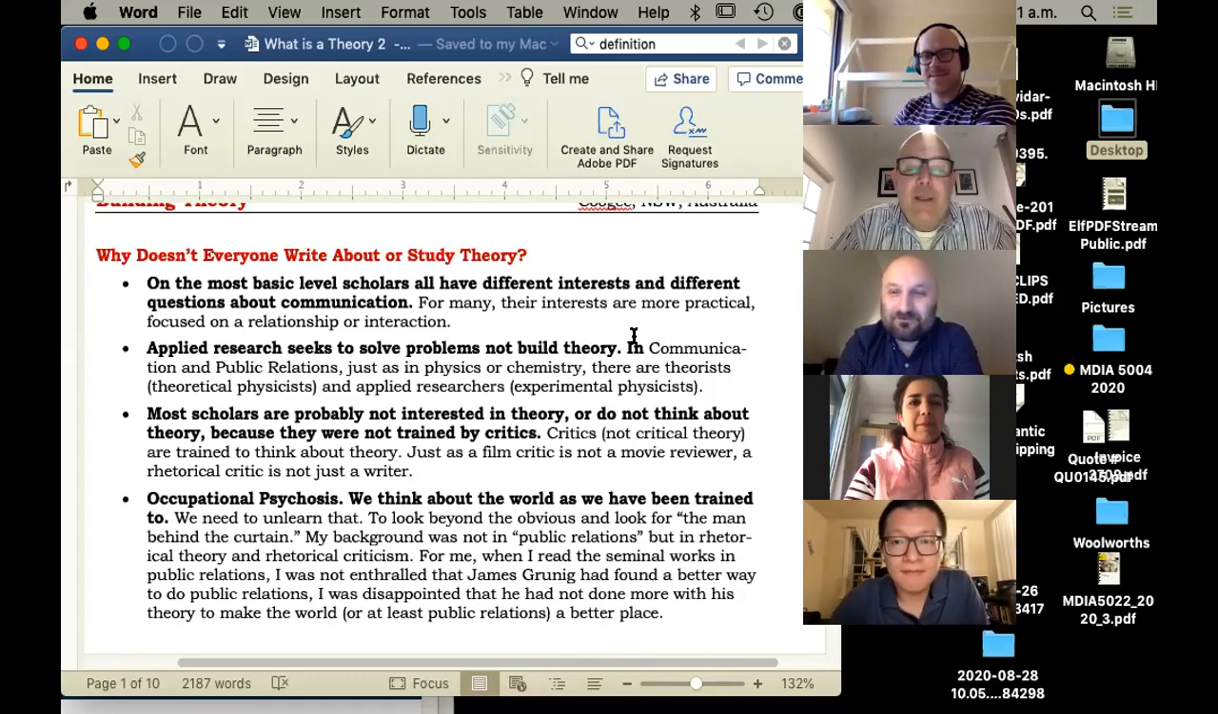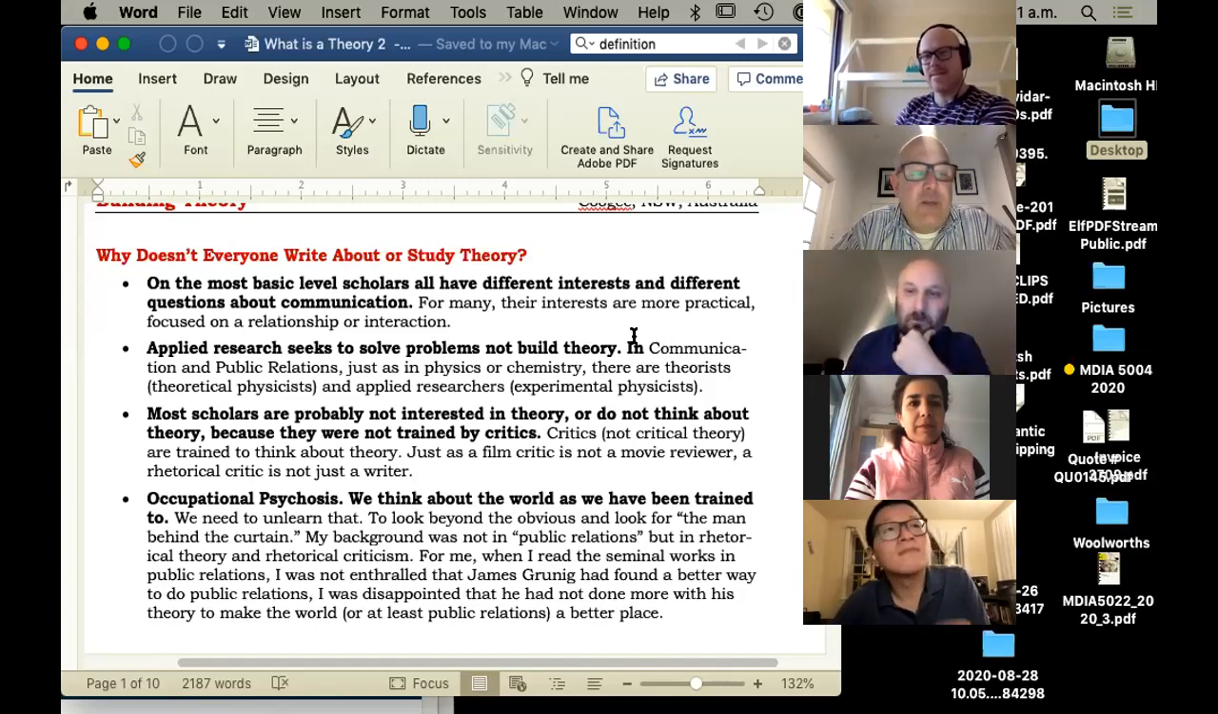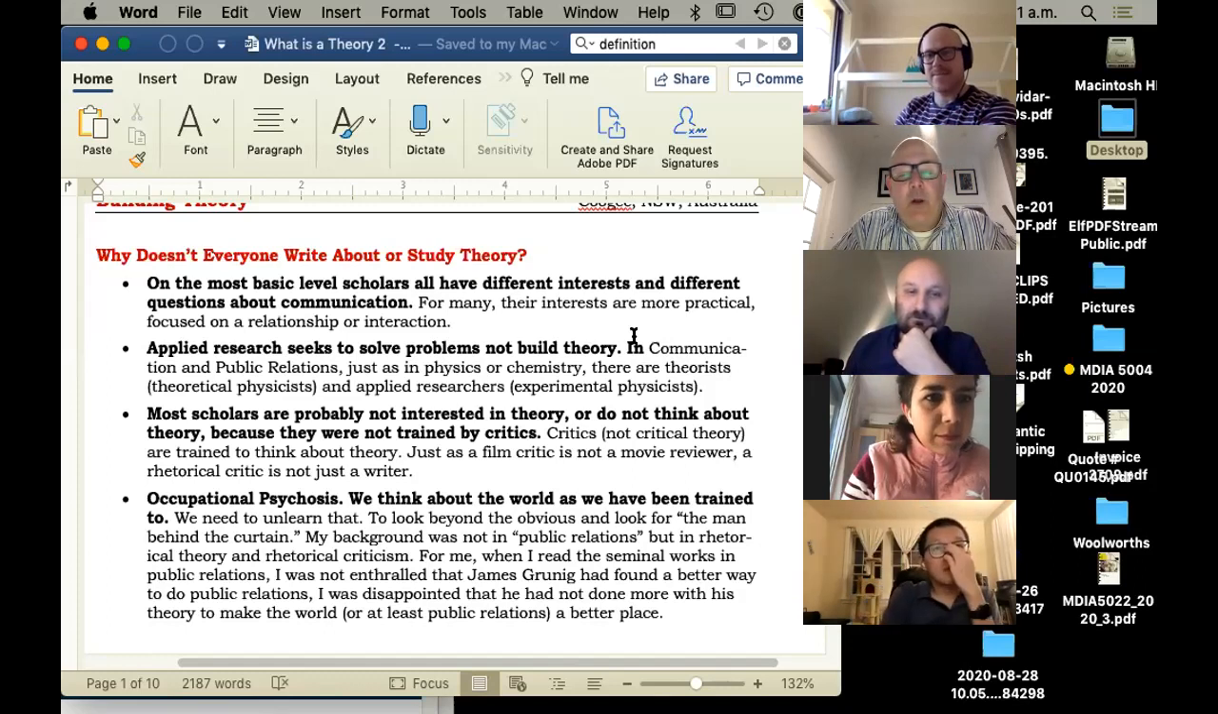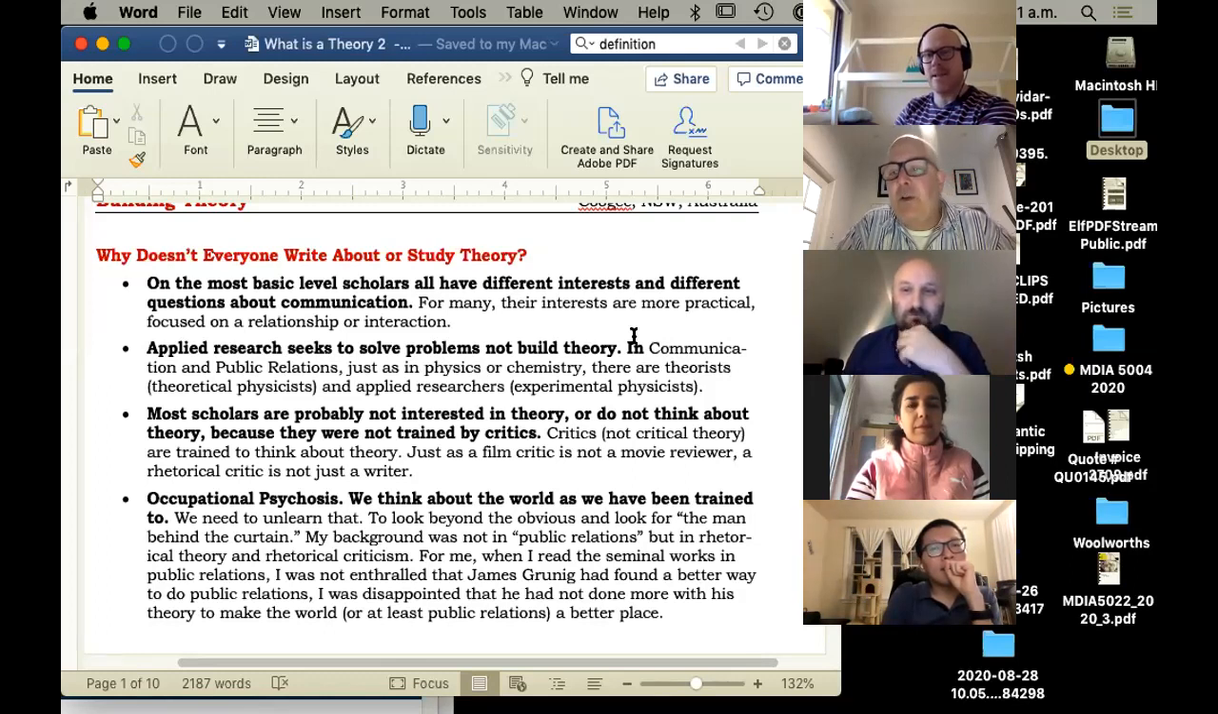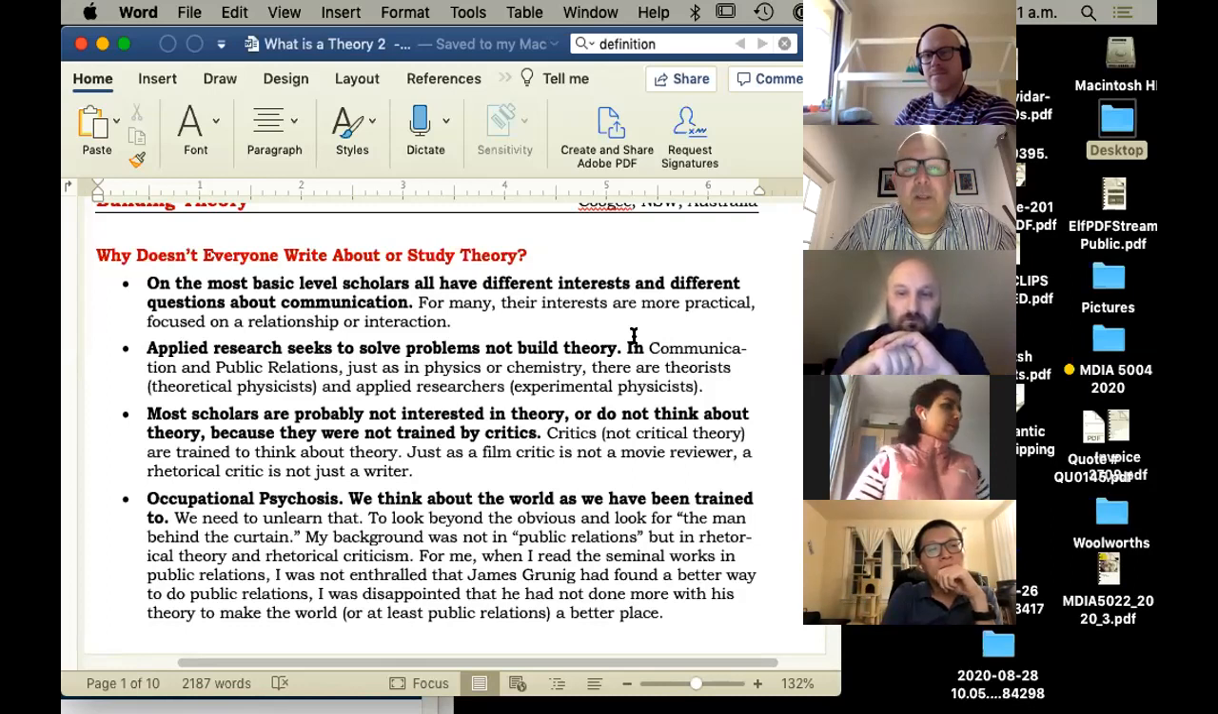All right, so anyway, that's also fine. It's not that you have to do theory, but if you're trying to solve a problem, you're not necessarily going to be studying theory. Third issue here, most scholars are probably not interested in theory or do not think about theory because they weren't trained to. If you didn't come from a background where you wrote papers about theory, where you were a critical thinker, not that you're not critical, but that you came from, say, a rhetorical background or a critical background where you were taught to question ideas, to question the concepts.